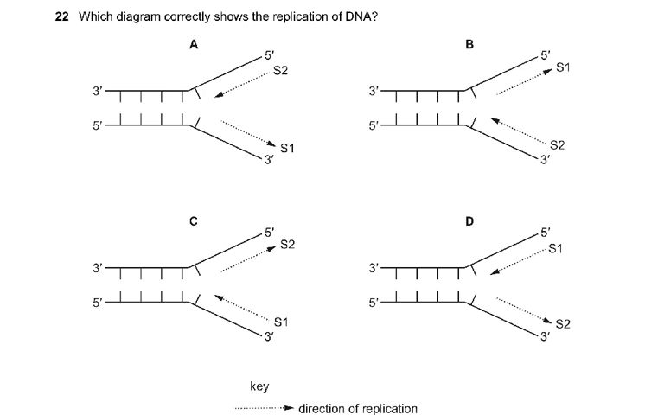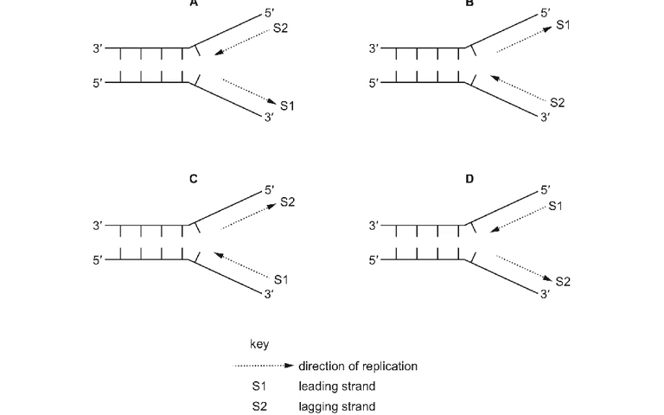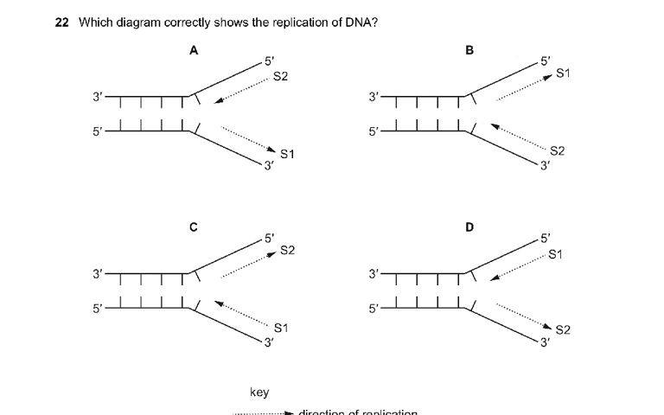Now, coming to question number 22, which diagram correctly shows the replication of DNA? There are two things that you've got to consider. Number one is the direction of replication. That's fine, there's an arrow, but S1 is the leading strand. Now, you've got to understand that if S1 is the leading strand, then it has to be... which one? Now, why is the answer C?